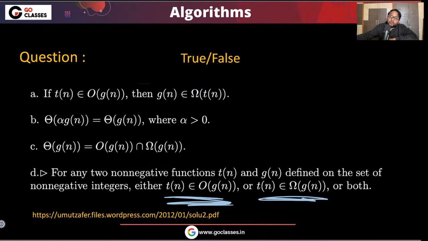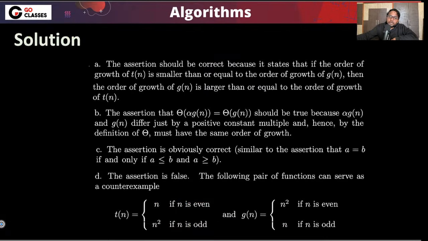Tn and Gn are two functions that are always like this or this, which means Tn is always lesser than or greater than Gn. What do you think? They may be incomparable also, right? We have seen multiple examples of incomparable functions. They have given you one example here. They may be incomparable also.